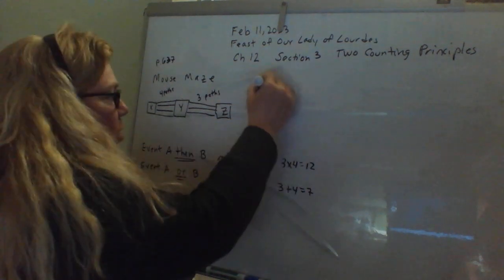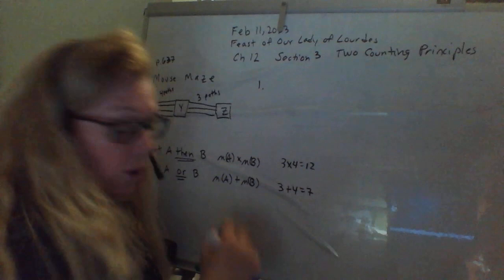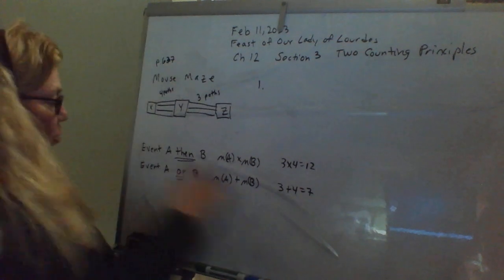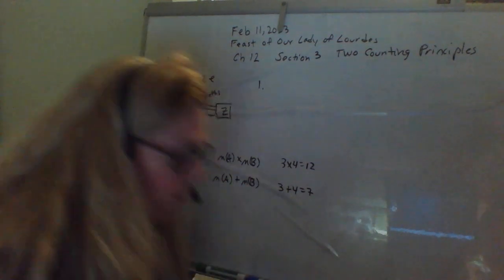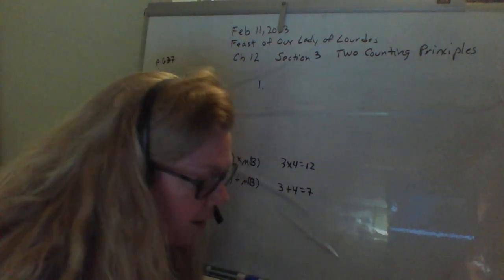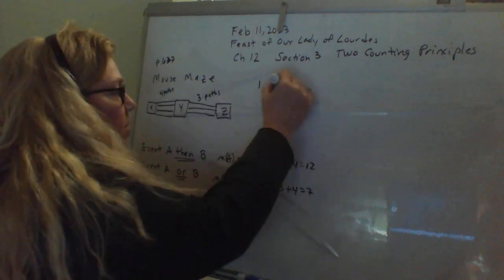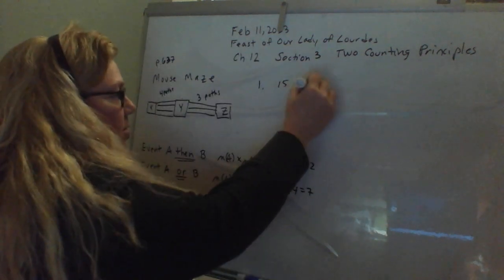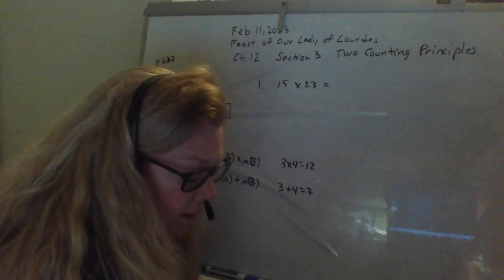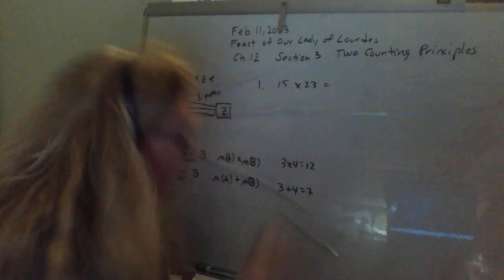So for number 1, we are going to think of the first one. And those numbers were, sorry, I forget already, 15, then 23, which is 345.